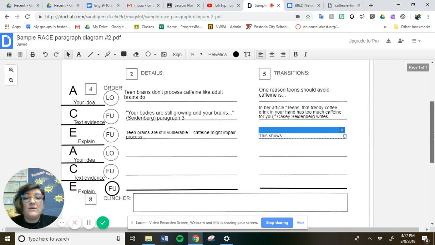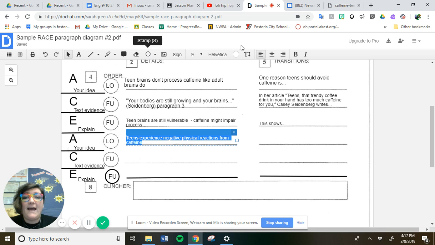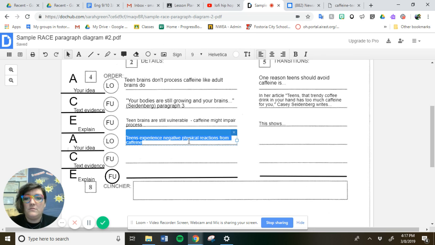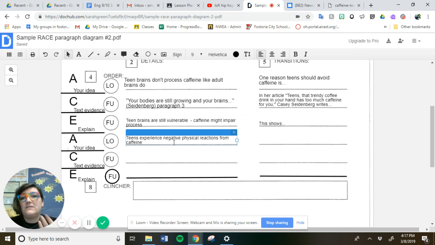So my other idea, we talked about the mind. Now we need to talk about the physical body and how that is affected by caffeine. So I decided I wanted to talk about the negative physical side effects that can come with having caffeine and then not having it anymore. Okay, so I said teens experience negative physical reactions from caffeine.